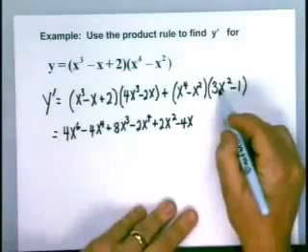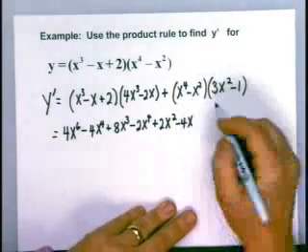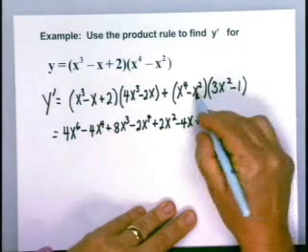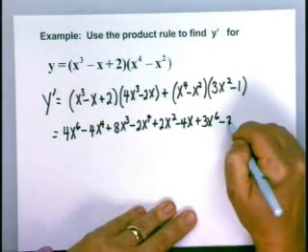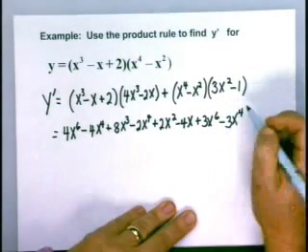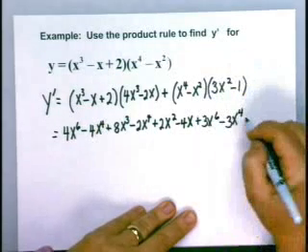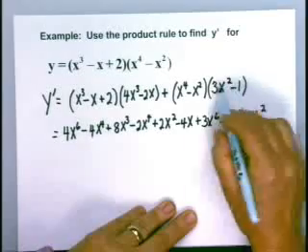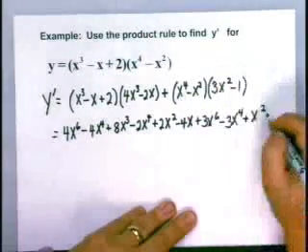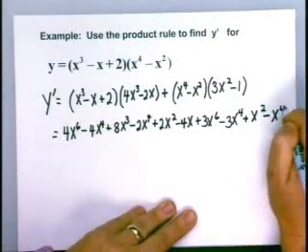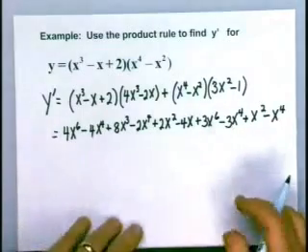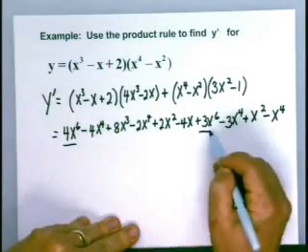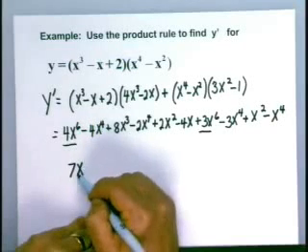On the right, 3x squared times x to the fourth is 3x to the sixth. 3x squared times minus x squared is minus 3x to the fourth. Minus 1 times minus x squared is plus x squared, and minus 1 times x to the fourth is minus x to the fourth. Collecting like terms, 4x to the sixth and 3x to the sixth is 7x to the sixth.